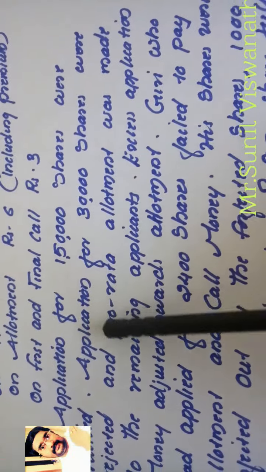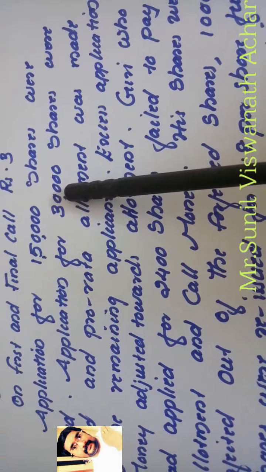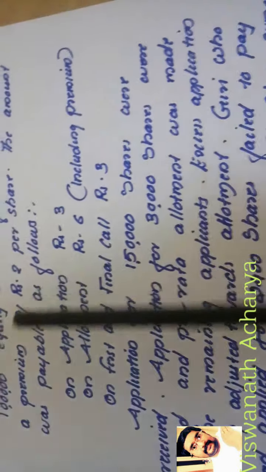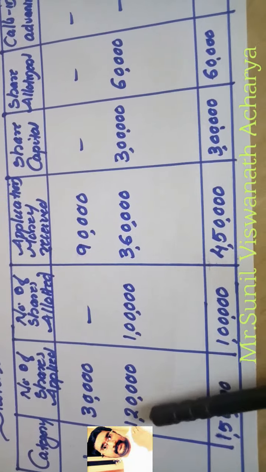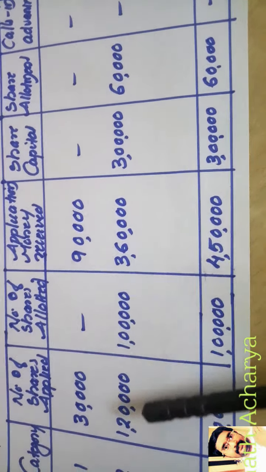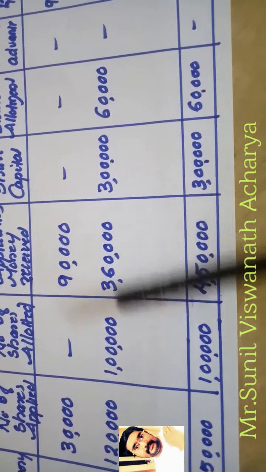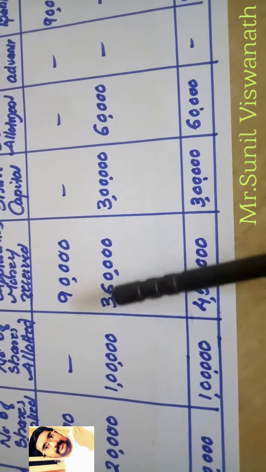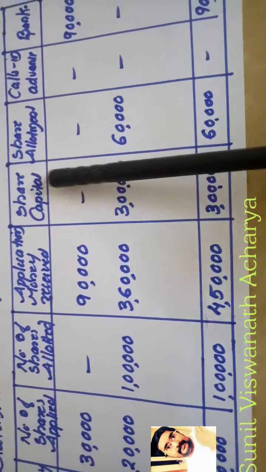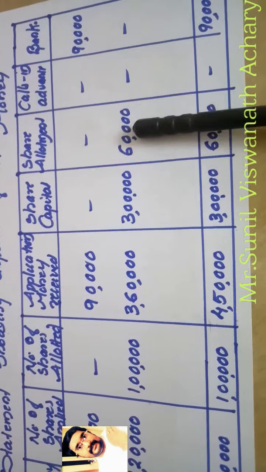Second category: it says the remaining applicants, to whom we did pro rata allotment. So 1,50,000 applications received, 30,000 rejected, remaining is 1,20,000. So for 1,20,000 with complete pro rata, we gave 1 lakh shares. That means in the second category, for 1,20,000 shares applied, the company allotted 1 lakh. Application money received for 1,20,000 shares, 1,20,000 into 3, that is 3,60,000. The company allotted only 1 lakh shares, so the application money on 1 lakh shares, 1 lakh into 3, is 3 lakhs. So 3,60,000 we received, only 3 lakhs is transferred to share capital. The balance excess 60,000 we can adjust to allotment, that is the second installment.